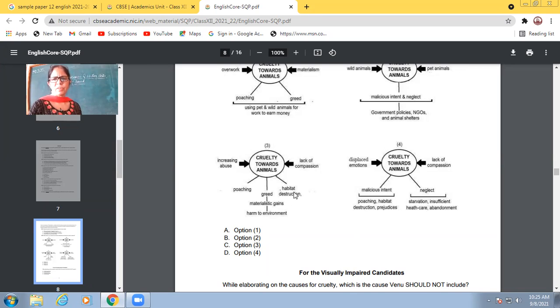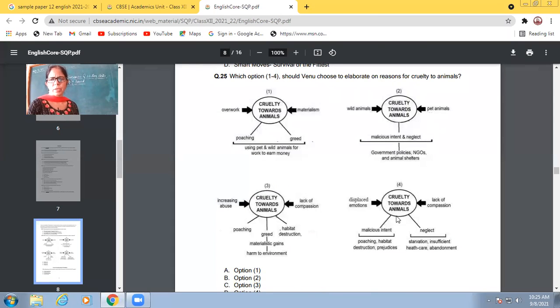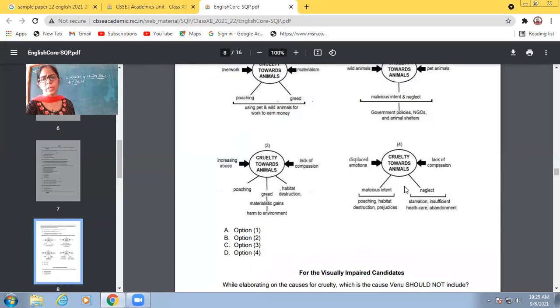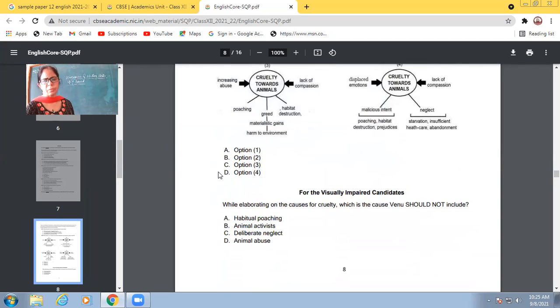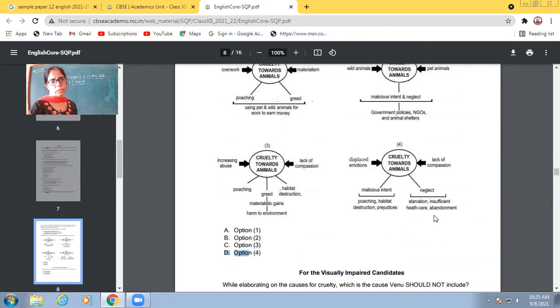So what's the difference between the first, second, third and fourth options? In the fourth option, the writer has taken the sum total of all these three points. And in the fourth option, the writer has given us manifold reasons of cruelty. When he talks about neglect, he gives us starvation, insufficient healthcare, abandonment, three sub points for neglect. Malicious intent also, he has covered three sub points. So this fourth option is rich in value points. So option D would be the correct answer, because D option is the sum total of all the three, plus there is more content.